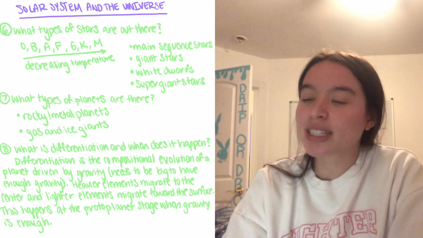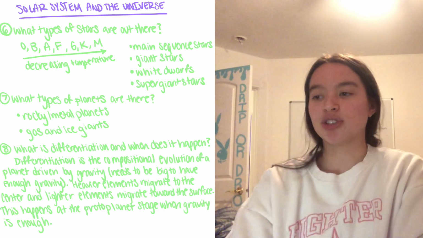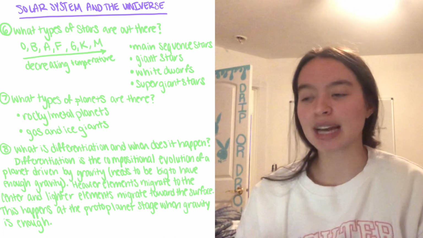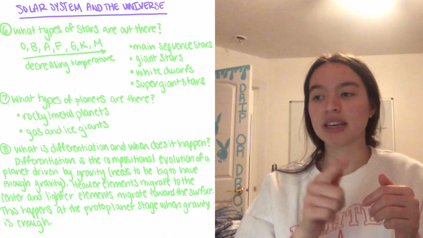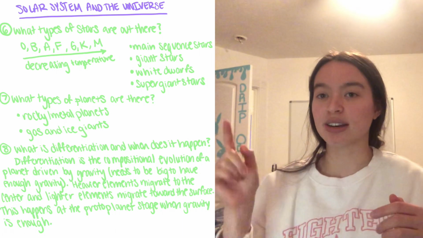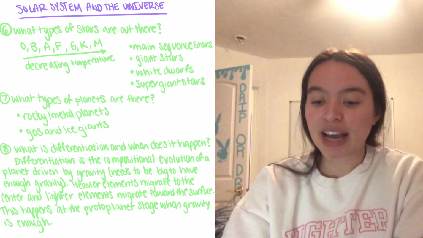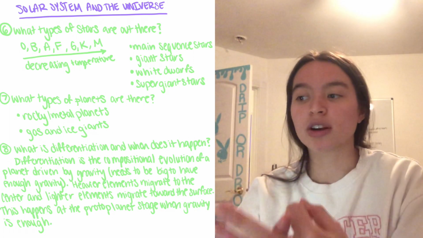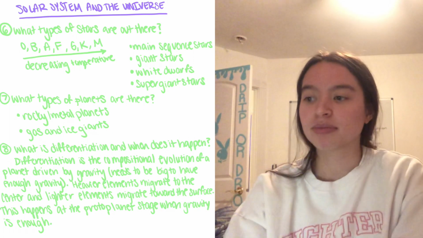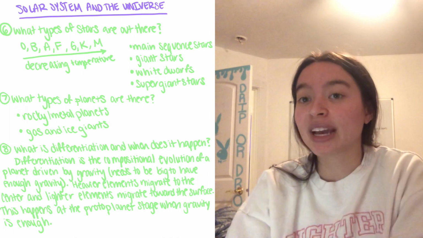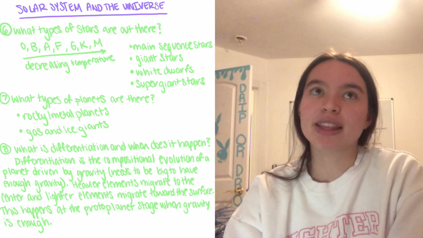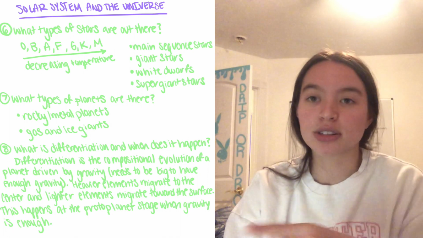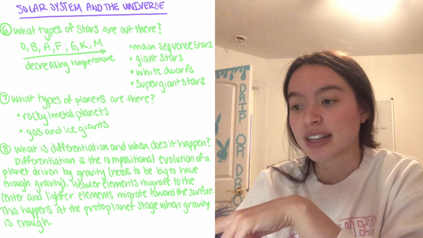Next question, what type of stars are out there? So if you're looking at it from decreasing temperature, you're going to have O, B, A, F, G, K, and M. But you're also going to have categories like main sequence stars, giant stars, white dwarfs, and supergiant stars. Next question, what types of planets are there? There's going to be things like rocky metal planets, and there's going to be gas and ice giants.